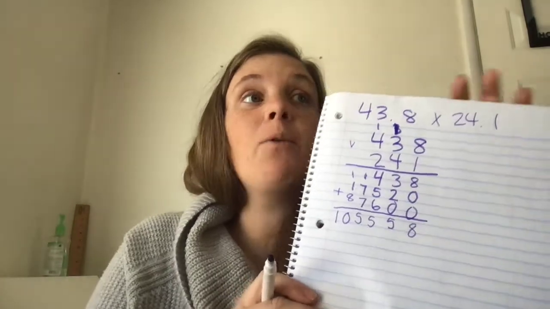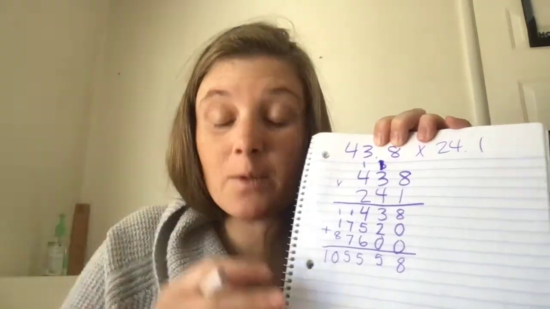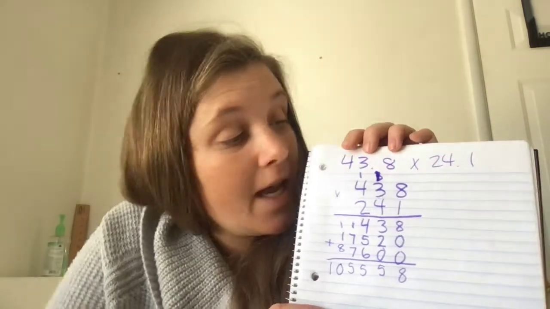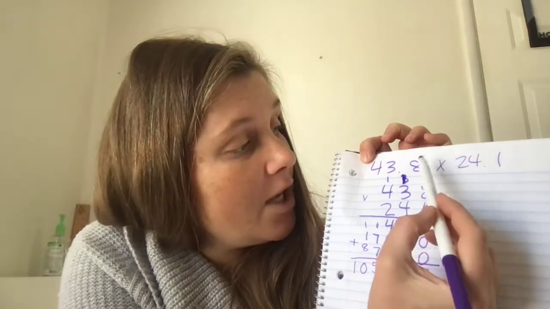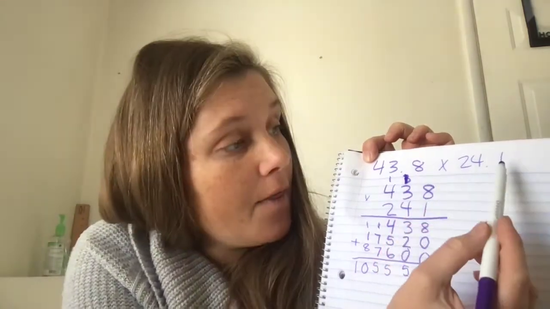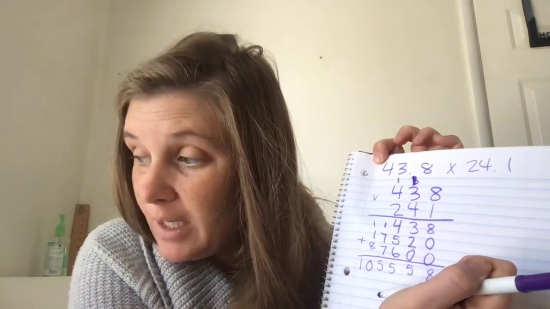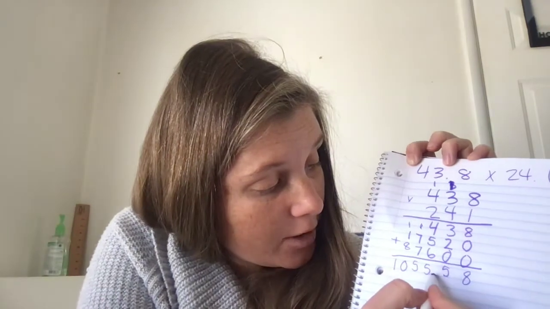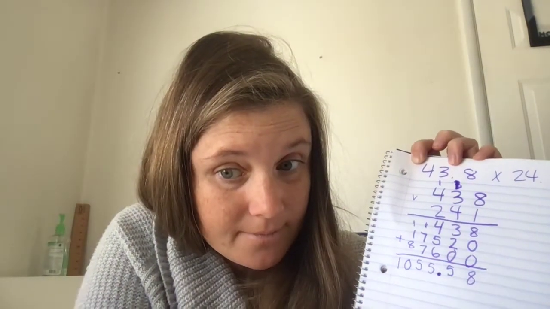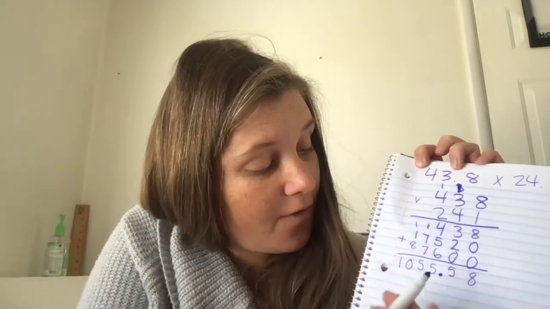Okay, now we've got this big long number. So now what we do is we go back to the original problem and we look at the numbers after the decimal. 1, 2. There's 1, 2. So now we count over 2. 1, 2. Put our decimal there. And then we see that this number now is 1,055. So we can put a comma there.